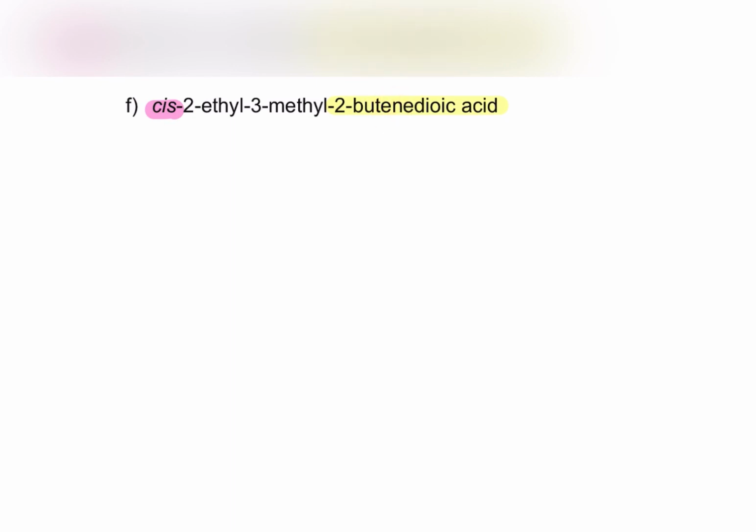So this is for the double bond. At position carbon number 2, you've got a double bond. And after that, dioic acid here means that you have 2 COOH groups, your carboxyl groups. They will be at the end of each chain.